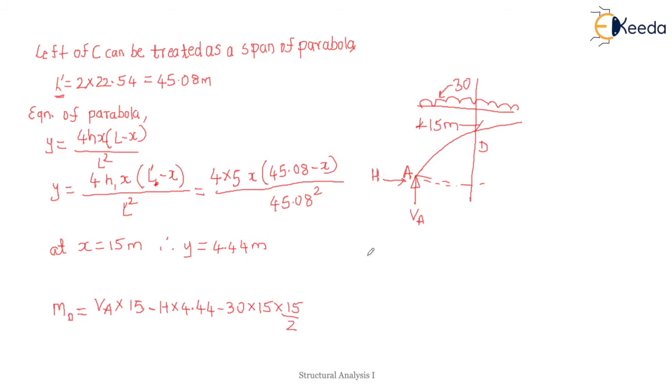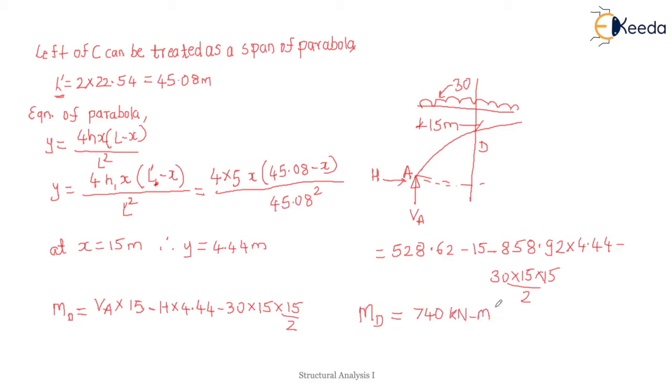So I will write this part of the equation this side. Then the VA value is nothing but, we got VA value is 528.62 minus 15 minus 8H, 858.92. That's what we got for the H value, into 4.44 minus 30 into 15 into 15 by 2. So with this we are getting our moment at section D as 740 kilonewton meter, okay, 740 kilonewton meter.